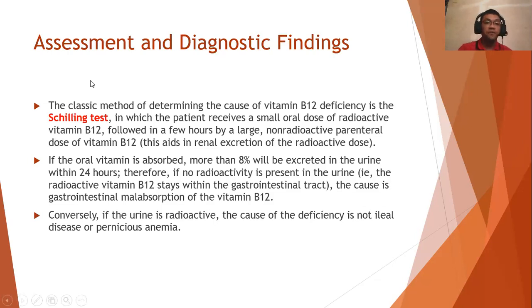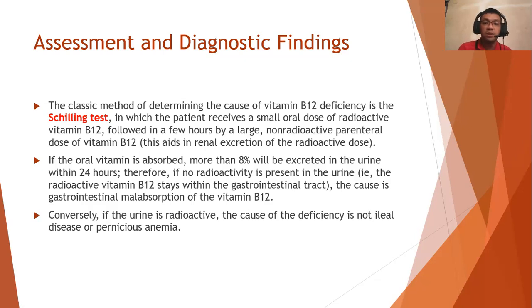Assessment and diagnostic findings. The classic method of determining the cause of vitamin B12 deficiency is the Schilling test, wherein the patient receives a small oral dose of radioactive vitamin B12, followed in a few hours by a large non-radioactive parenteral dose of vitamin B12. This aids in renal excretion of the radioactive dose. If the oral vitamin is absorbed, more than 8% will be excreted in the urine within the next 24 hours.